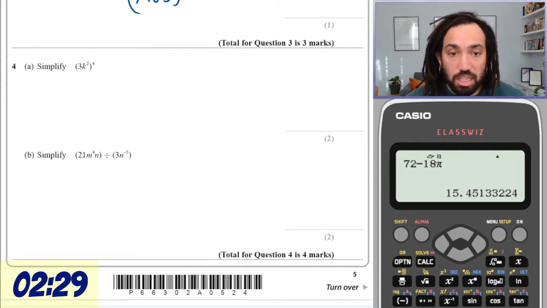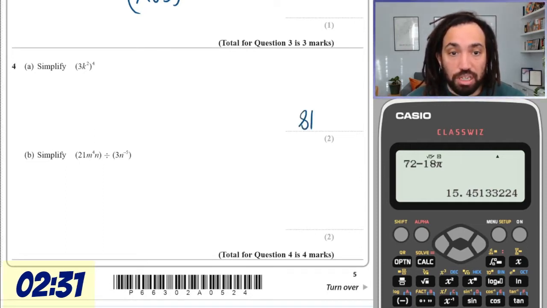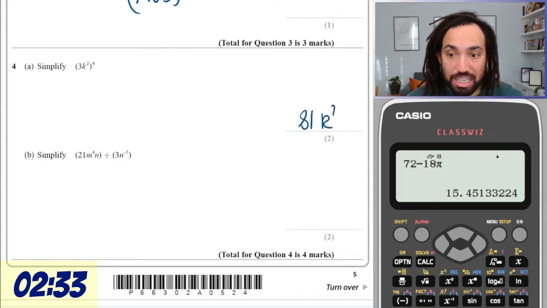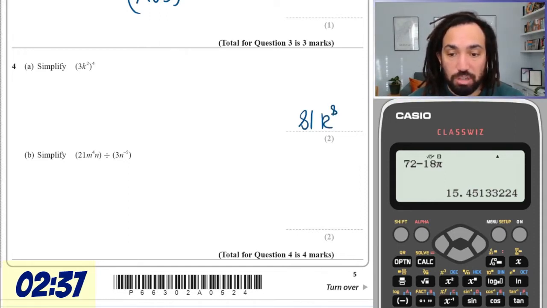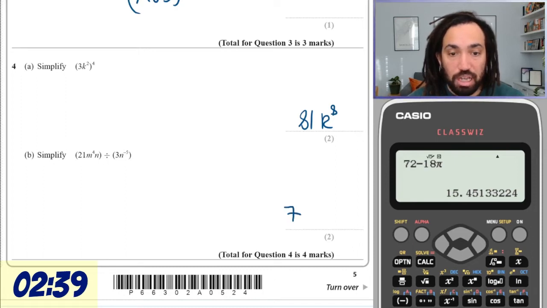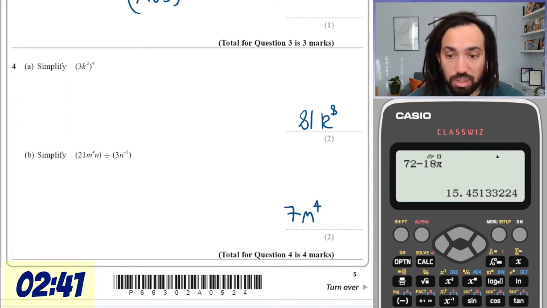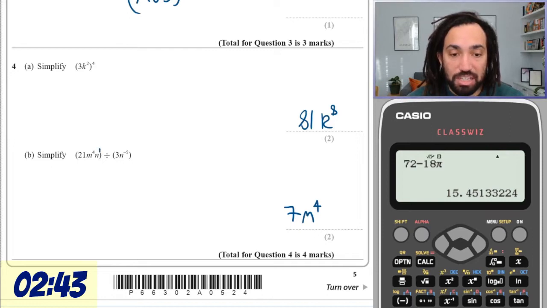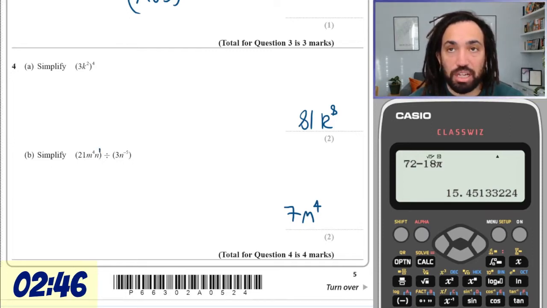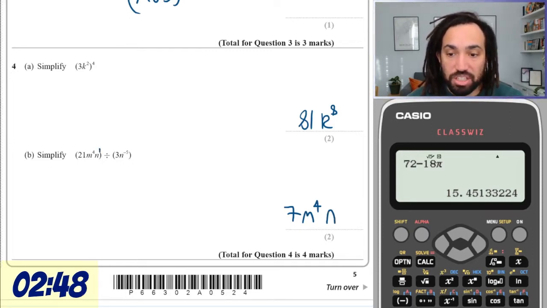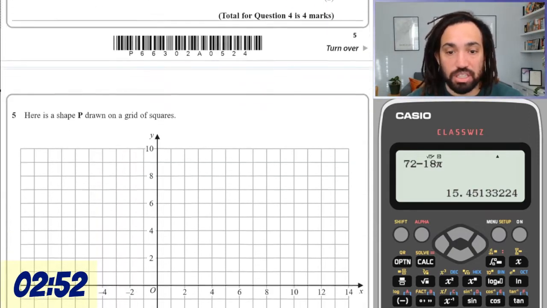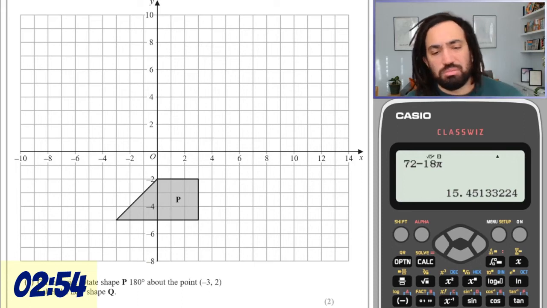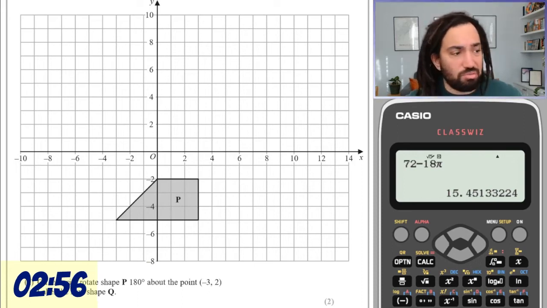Okay, so this is 3 to the 4 is 81. K squared to the 4 is k to the 8. You times the powers. Let's look at the numbers. 21 divided by 3 is 7. M stays the same. We're not dividing it by any other m's. That's n to the 1. We're dividing it by n to the minus 5. So that will be n to the 6, because you have to subtract the powers, and 1 minus minus 5 is 6. Oh no, rotation, that is horrendous.